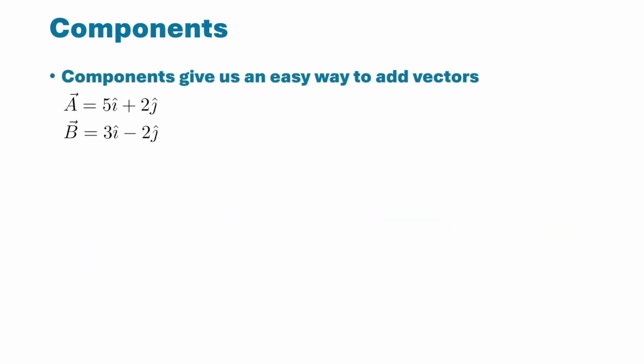Components give us an easy way to add vectors. So here we have 2 vectors, a and b. To add them together, we just add their components. So we add 2 to negative 2 in the y-axis direction, and 5 plus 3 for the x-axis direction. And then we get our final vector, 8 i hat plus 0 j hat.